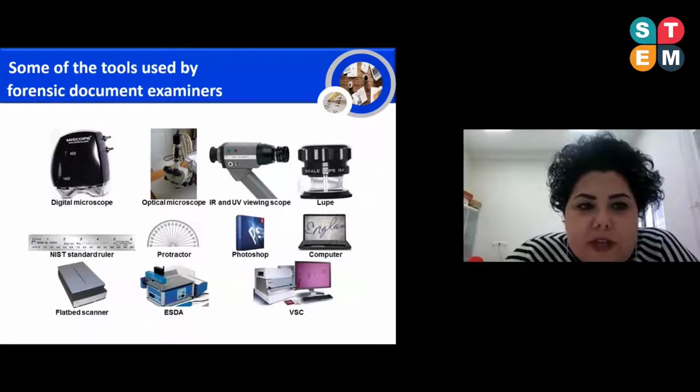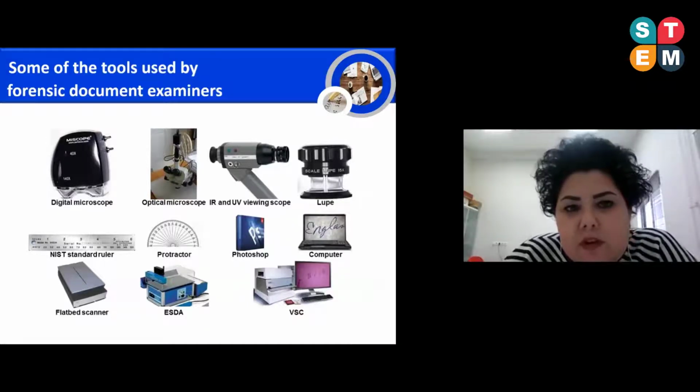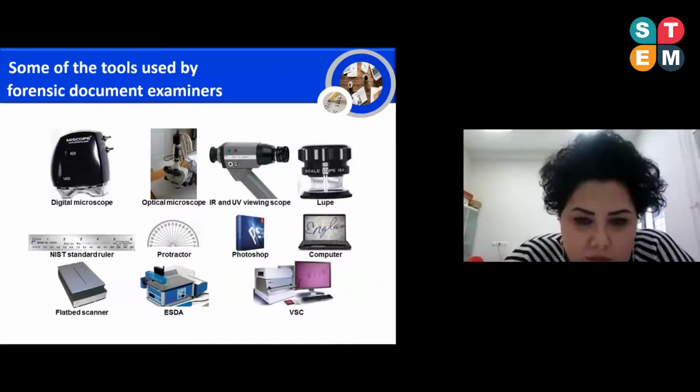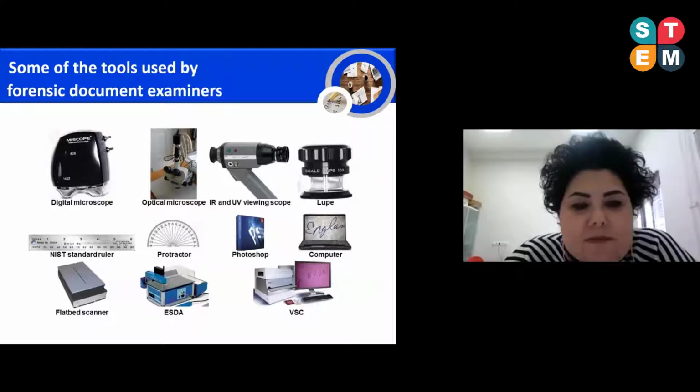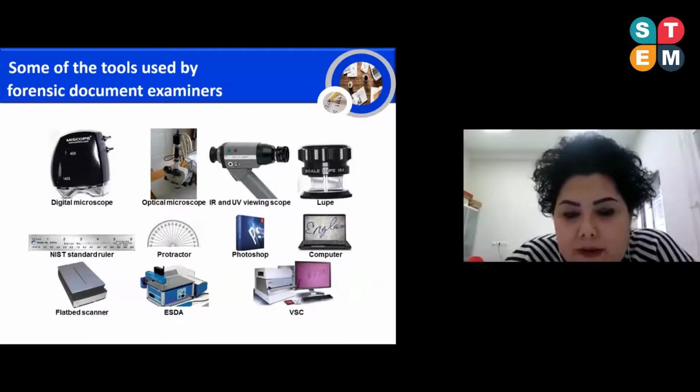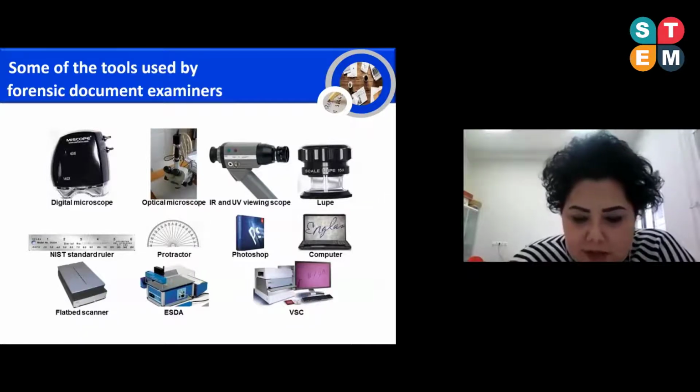Here are some of the tools used by forensic document examiners. I'm sure most of you know these kinds of techniques or tools. For example, a digital microscope or an optical microscope with infrared or UV viewing scopes, and some other basic tools.